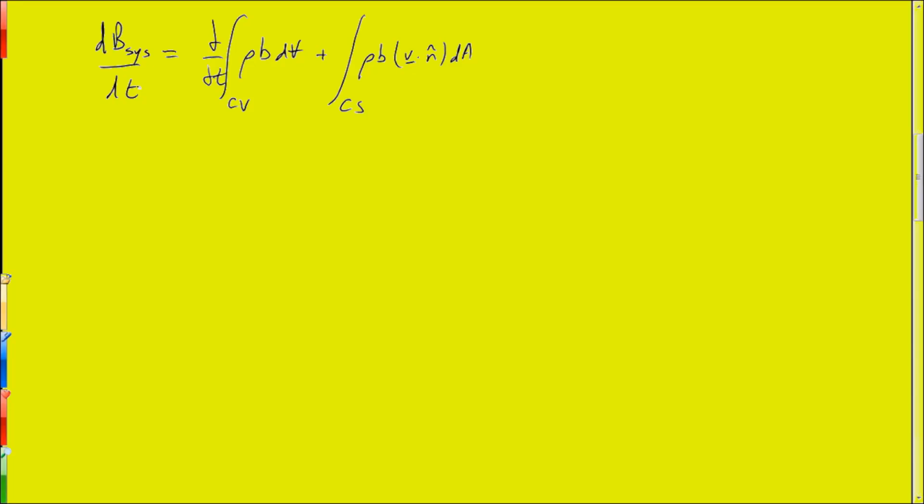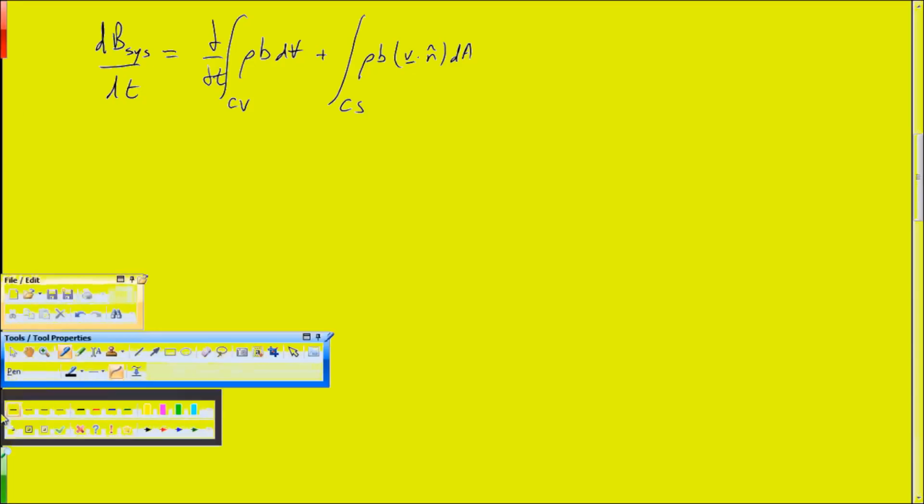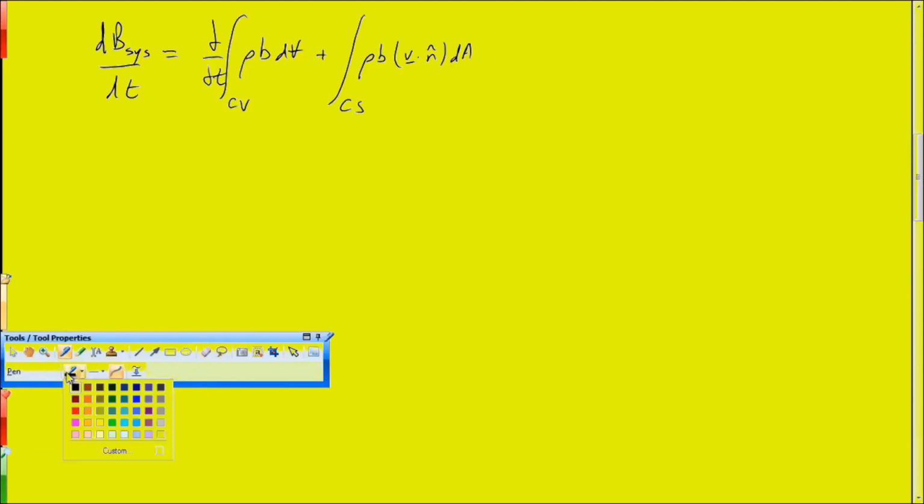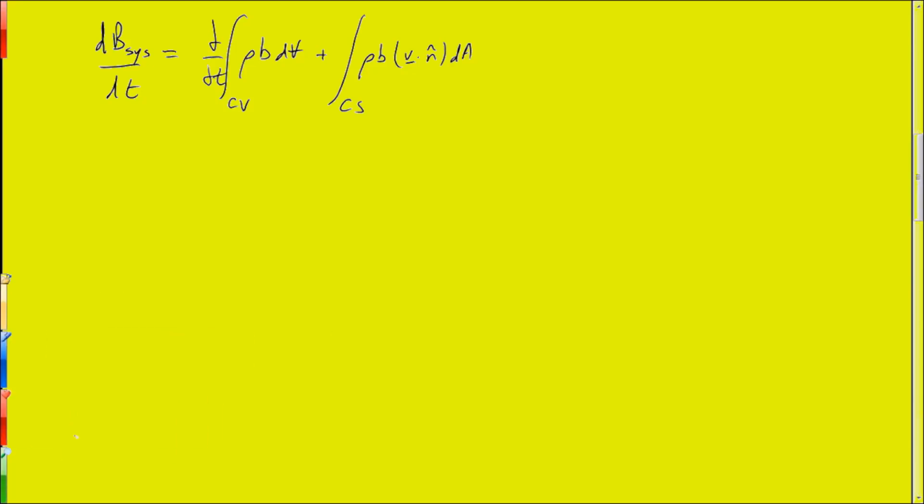Now, if we look at a moving control volume, I'll go back to red here. Let's say that our control volume is moving, in this case I'll draw it to the right, doesn't really matter, at some velocity, and we'll call it v sub cv. That is, it's the velocity of the control volume.